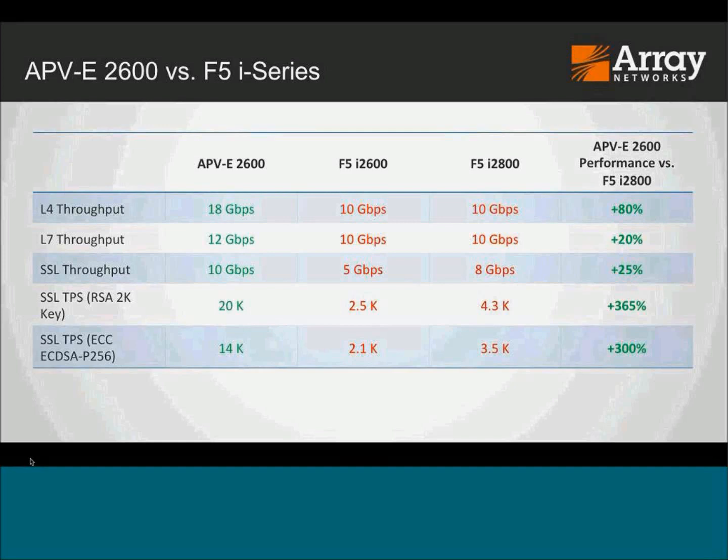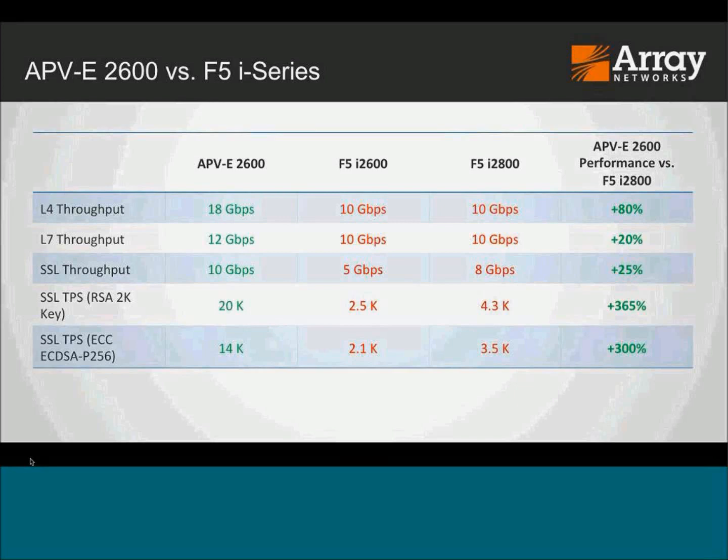So in this case, we're looking at the APV2600, and comparable to an F5, the i2600 and i2800. And you can see, even for things like the layer 4, layer 7 throughput and the SSL throughput, we beat them, right? But where things get really interesting is where you start looking at the SSL encryption and the SSL transactions per second.